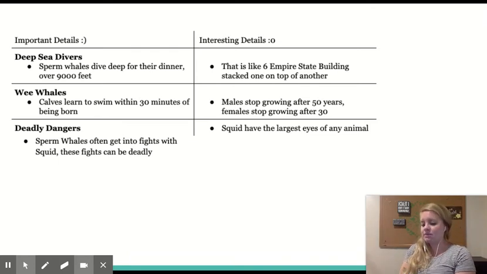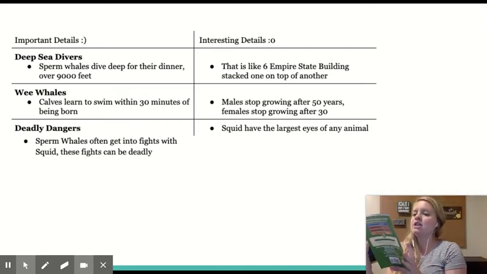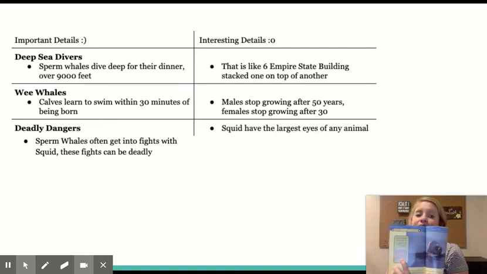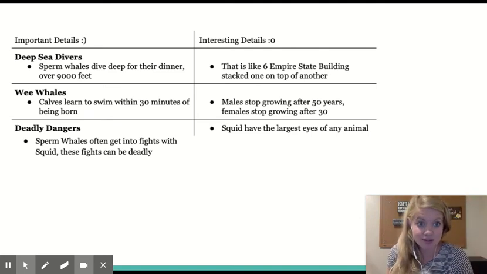A lot of times, text features are just interesting information that help us to understand. So, like this fact about spermaceti. Spermaceti was once used to make cosmetics, creams, and candles. And that's interesting, but does that help us learn about sperm whales? Not really.